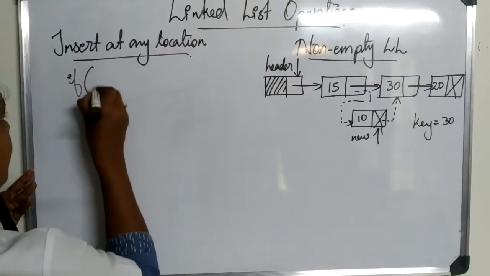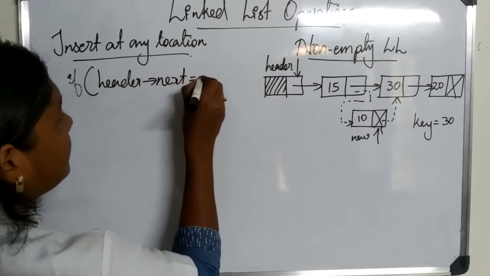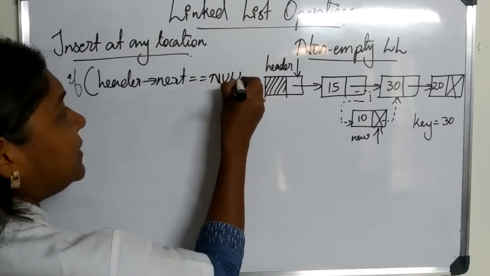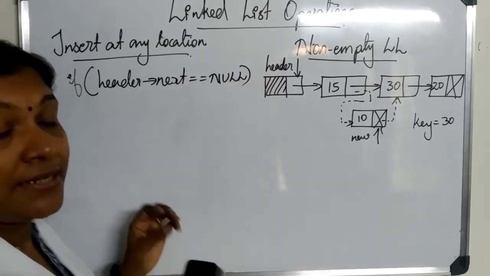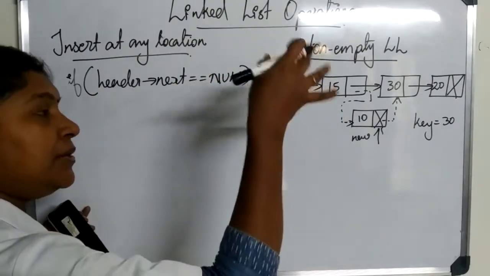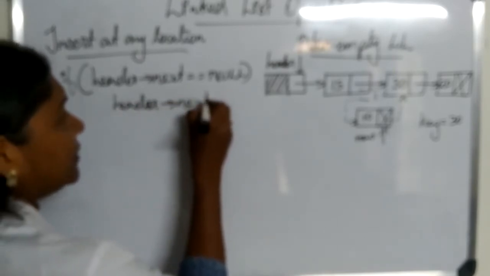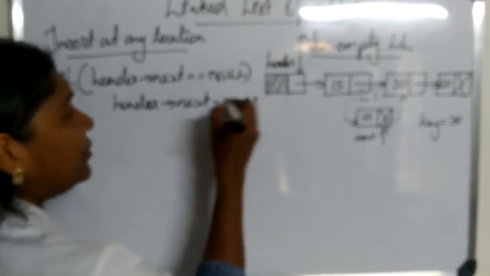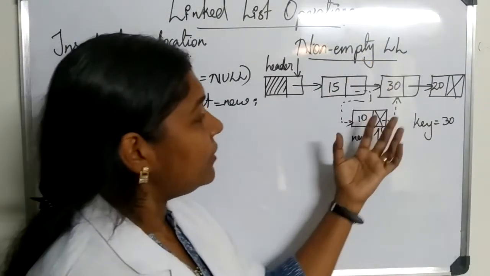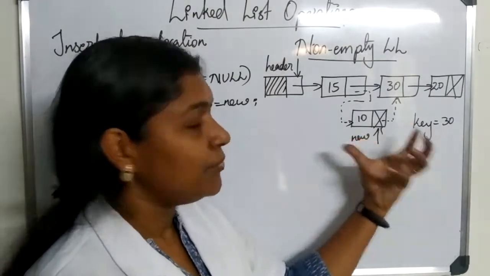If header.next is equal to null. You are clear with this concept right now, right? Because we considered the same code in insert at beginning and insert at end. Inserting a new node into an empty list is always the same. So if header.next is equal to null, then we assign header.next is equal to new. That's all, because our new node is already ready for insertion. After making our new node ready for insertion, we perform the insertion operation.